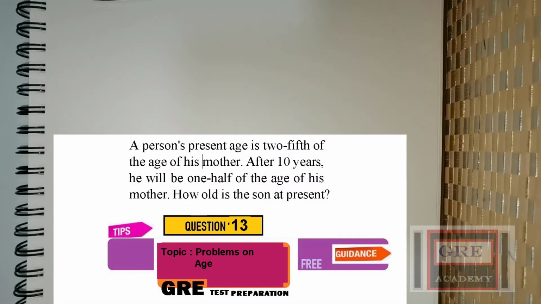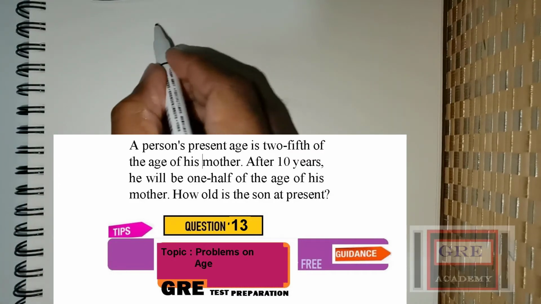Students, we are given this question. A person's present age is 2/5 the age of his mother. After 10 years, he will be 1/2 of the age of his mother. How old is the son at present?